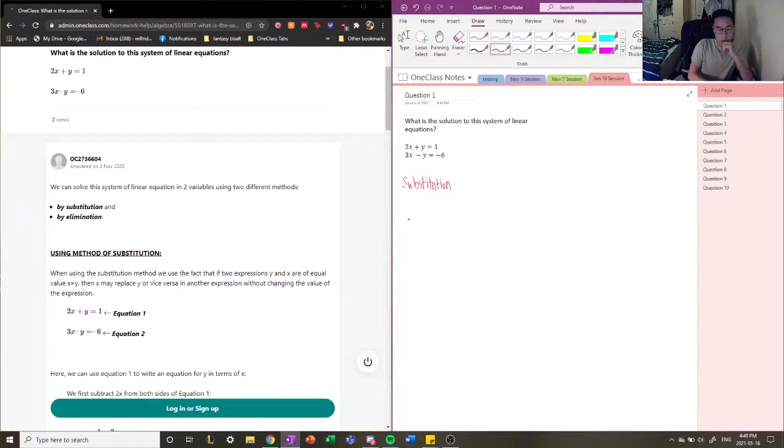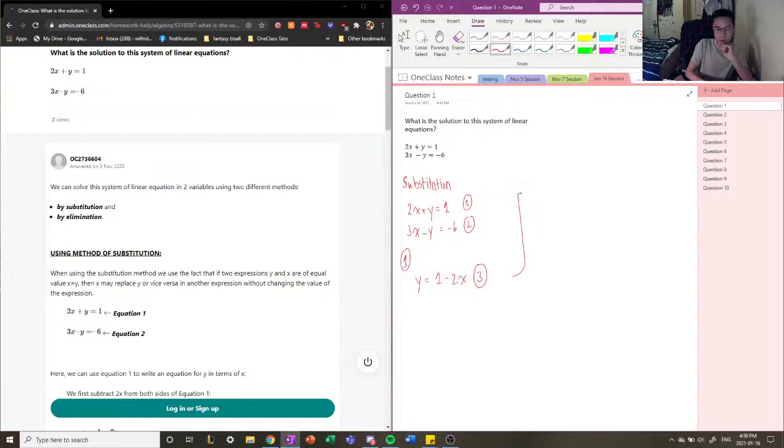Okay. So the first thing that we want to do is define which equation is which. So if we write out our equations, 2x plus y equals 1, and 3x minus y equals negative 6. I'm going to label this equation 1 and equation 2, so there's no confusion here, okay? So for equation 1, we're going to transform it by isolating for y. So we're going to move this 2x to the right-hand side. To do that, we're going to subtract 2x from both sides, and we get this. So y equals 1 minus 2x, and we're going to call this equation 3, okay?